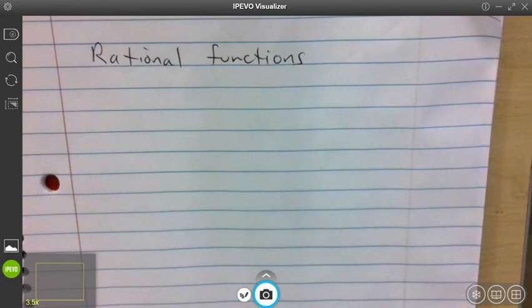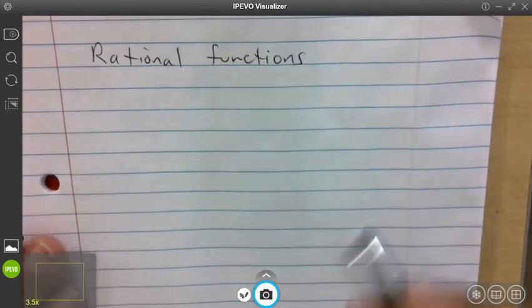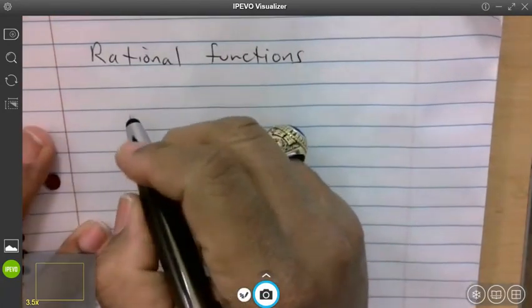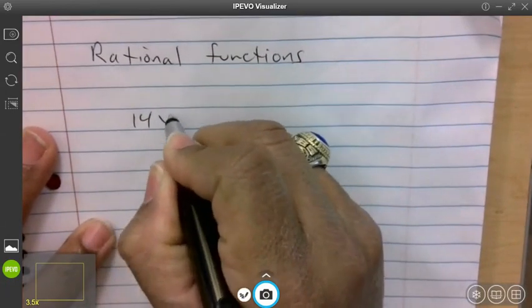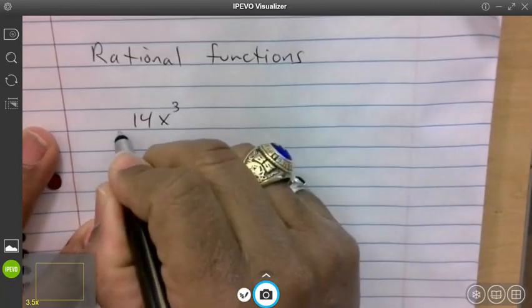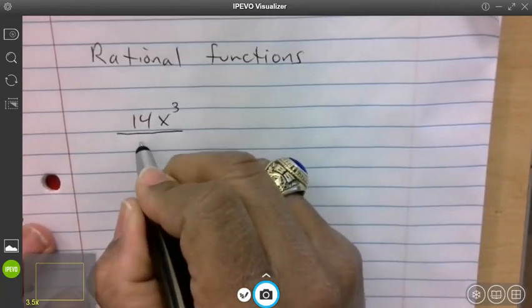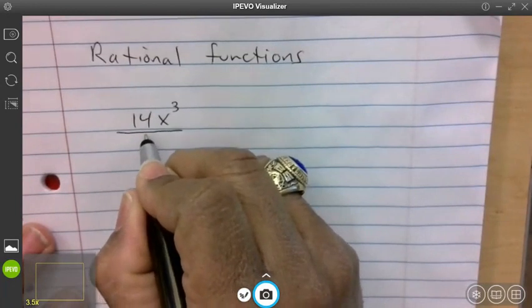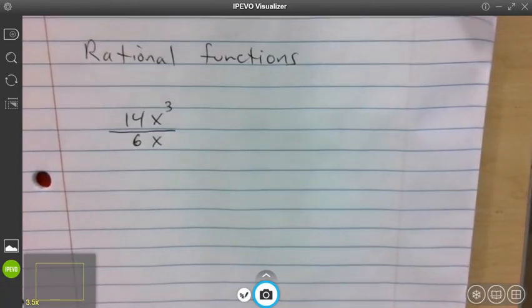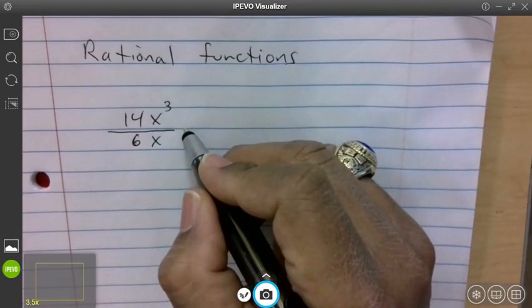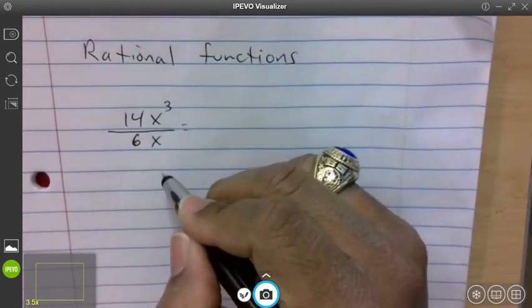Rational functions come from ratio, which means it really is a fraction. But we're going to talk about how it works in algebra. So I'll just give a quick example. Let's say I have 14x to the third over 6x. What we're going to do is reduce this fraction, like we normally always do. What number can go into both?